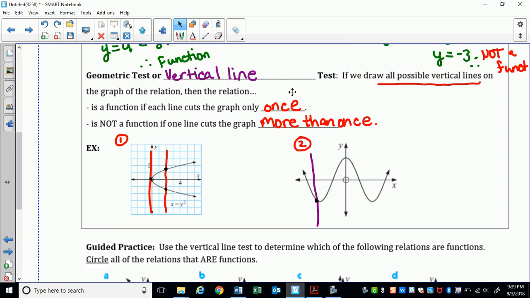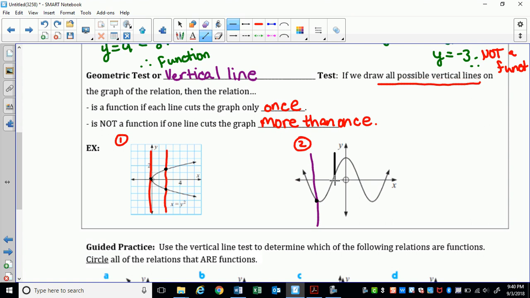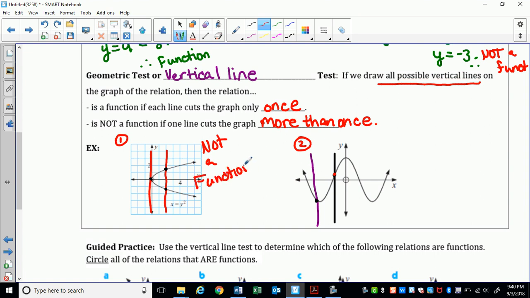Okay, let's try this one. I'm going to draw a line straight down, maybe right here. Do you guys see also that it only touches the graph once? Any vertical line that you draw straight down will only touch this graph once. This is either a sine or cosine wave, and this is a function. So on this one, we could put, not a function. But this one we can say, yes, it is a function.